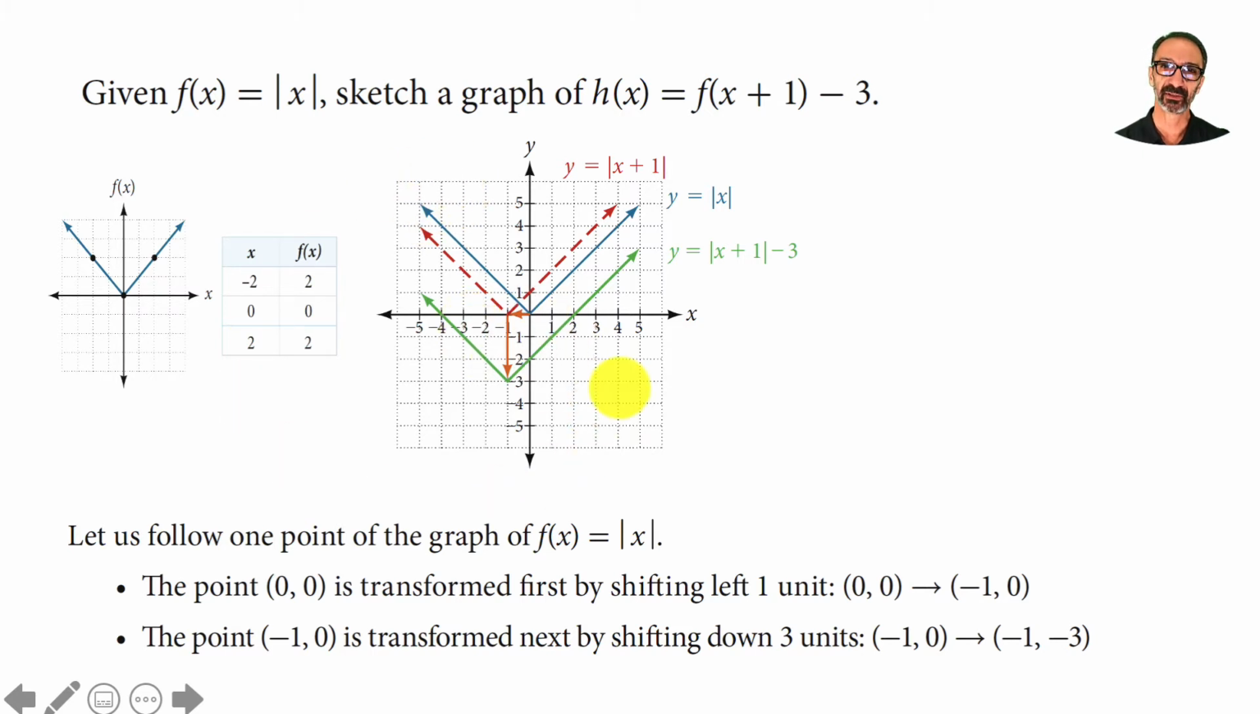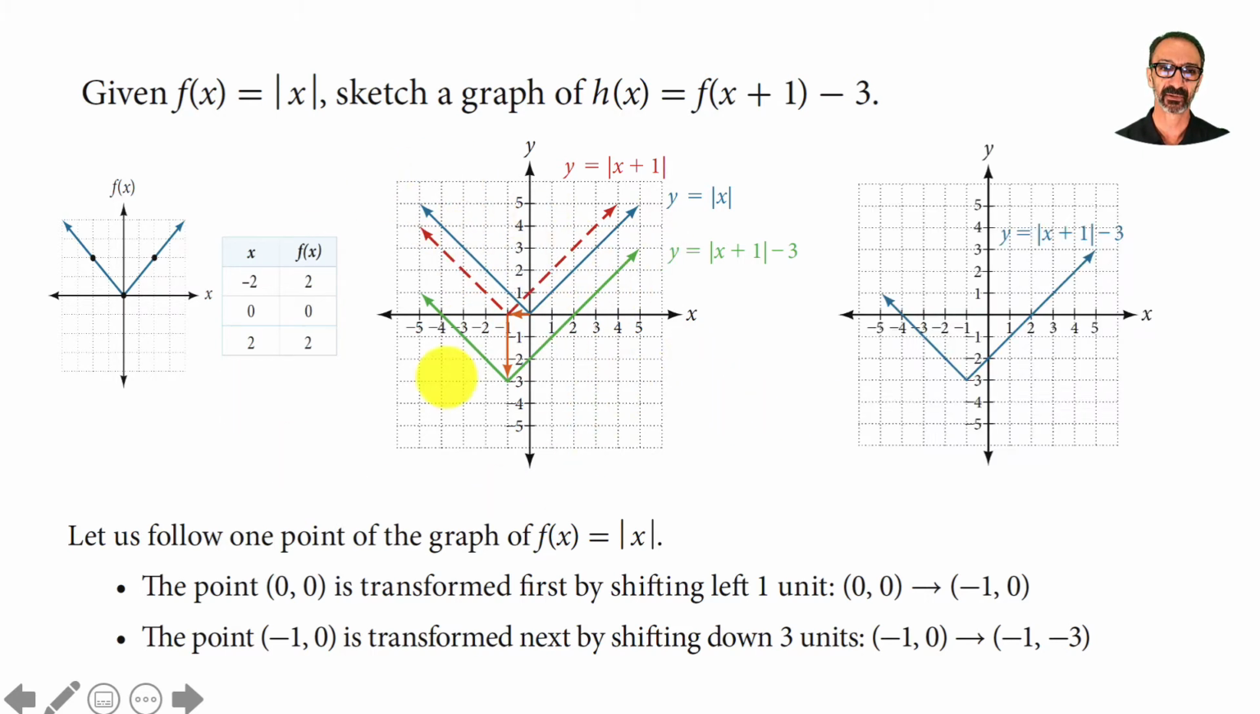To graph it without all these steps, here's a new function. It's an absolute value with the same angle. The angle is 1, 1. And as you can see, it doesn't change. It doesn't open wider or narrower. And we're moving it from here to the left 1 and down 3. So the vertex will be this location instead of this location.